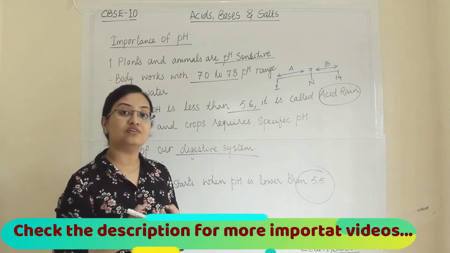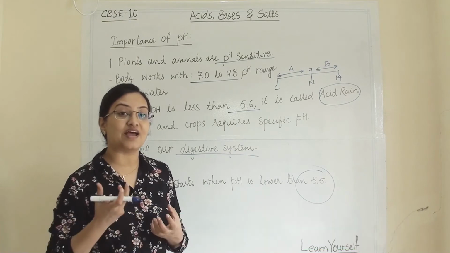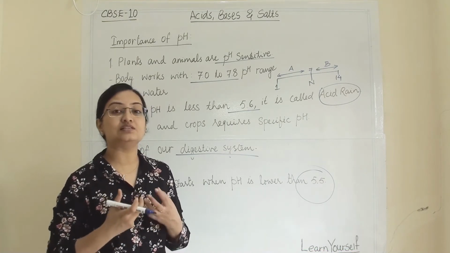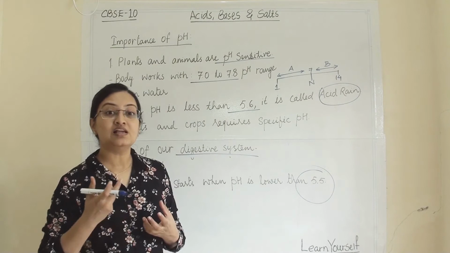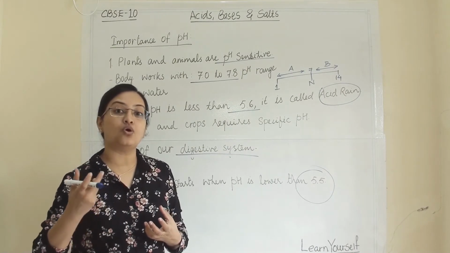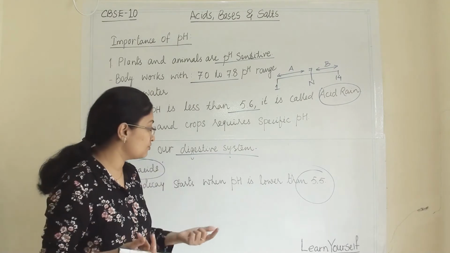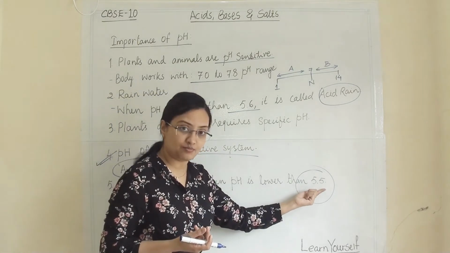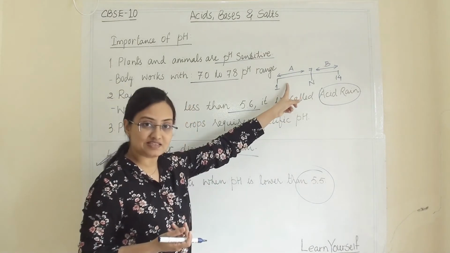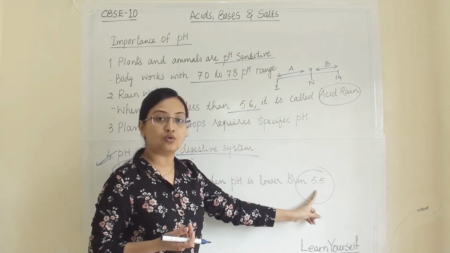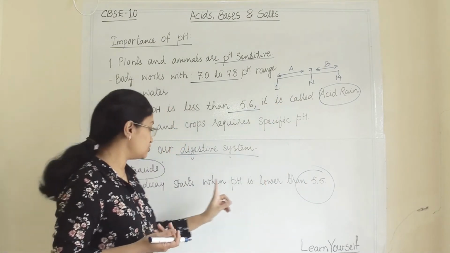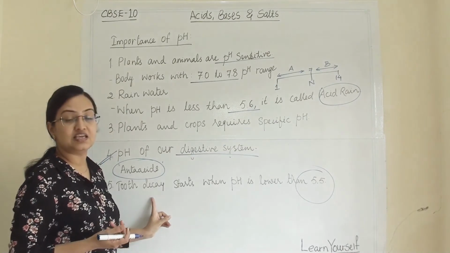When calcium comes in contact with an acidic substance, it will tend to corrode and it will have an adverse effect on the calcium and on our teeth. So when the pH is lower than 5.5, it will be acidic and it will corrode our teeth. So it will start decaying our teeth.